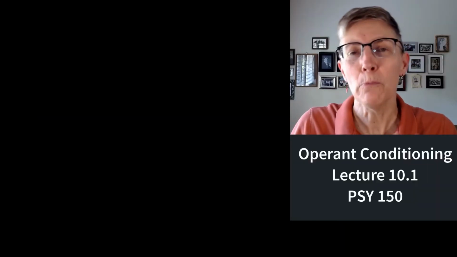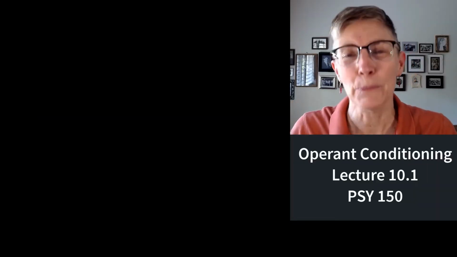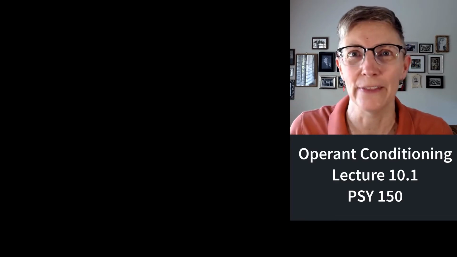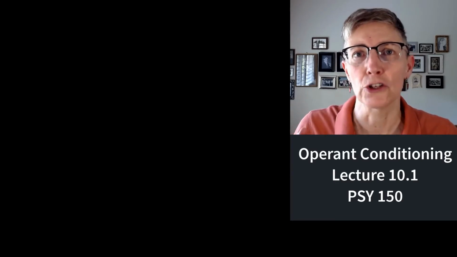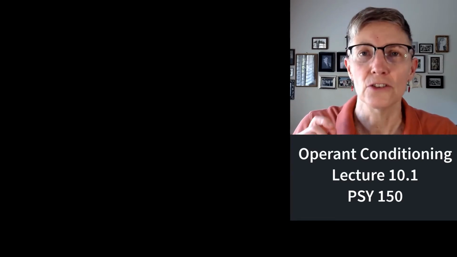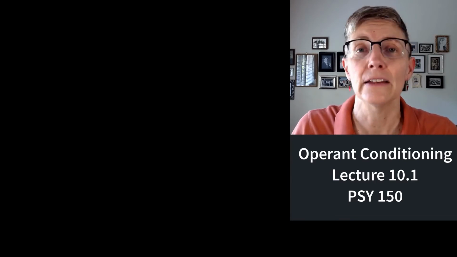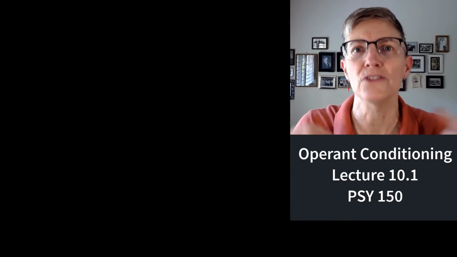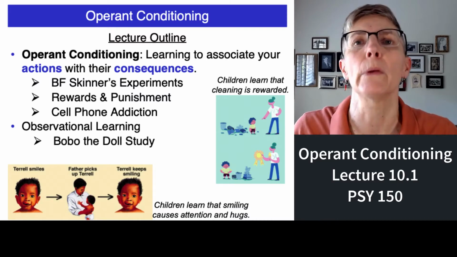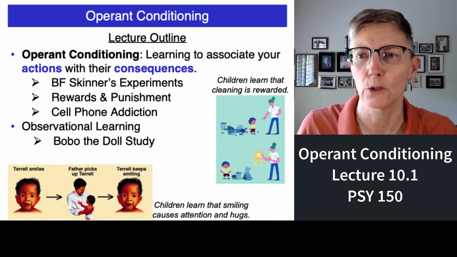In this set of lectures, we're going to talk about something called operant conditioning. Operant conditioning is when you learn to associate your actions with the consequences of your actions. So even though both classical conditioning and operant conditioning have the word conditioning in them, conditioning just means learning. And operant conditioning is learning something very different, right? It's learning what happens when I perform a particular action or behave in a particular way.